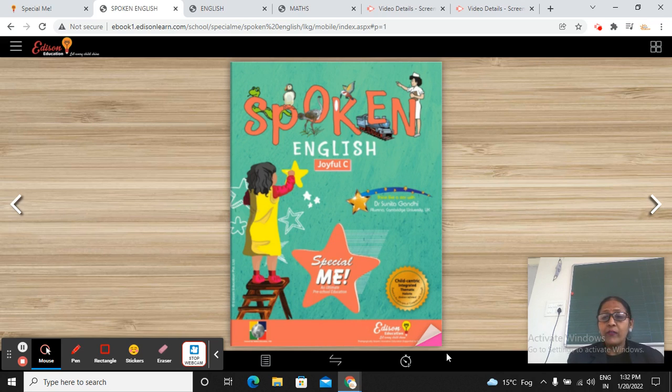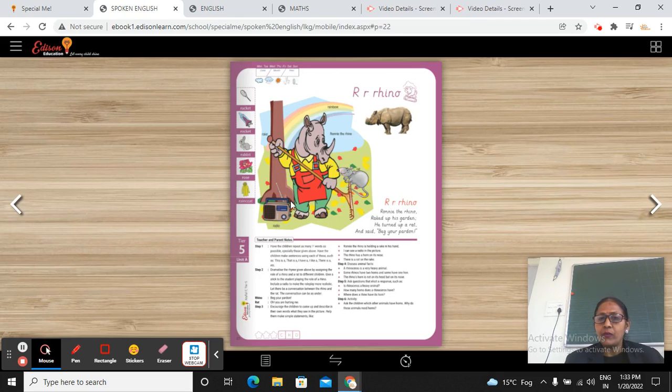And in this class, we are going to learn about rhino. So, open page number 22. On this page, what are you observing? See, this is rhino. In short, we say this animal rhino, but in actual its name is rhinoceros. Okay? Rhinoceros.